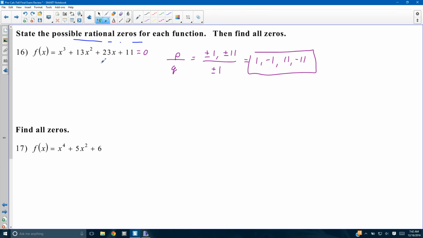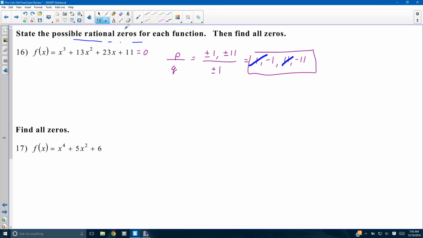Now, what I do see here is that it would be impossible for me to have any positive x's as answers. The reason being is all of these values here are positive. If every single one of these is positive and you put positive numbers in here, they're just going to become larger positive numbers. So it's going to be impossible for these to reach 0 unless I'm looking at negative 1 or negative 11. I'm going to test negative 1 first and see if I get 0 there.